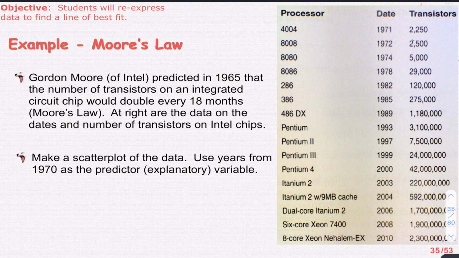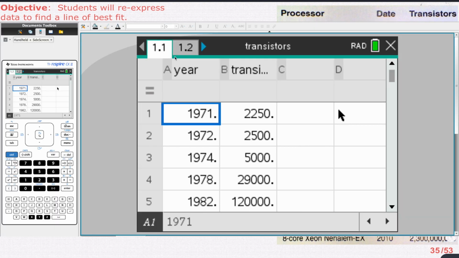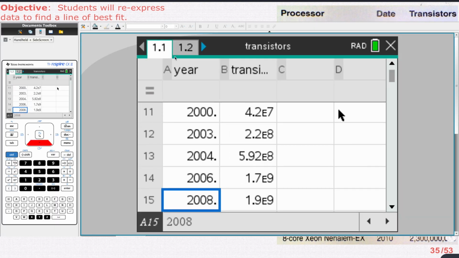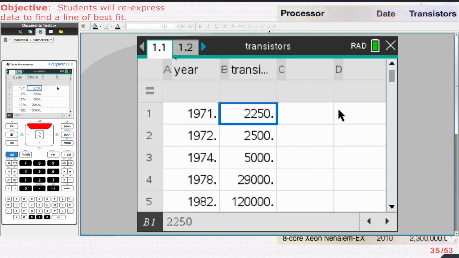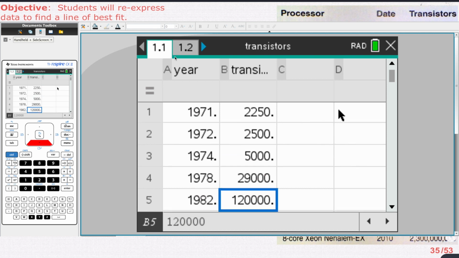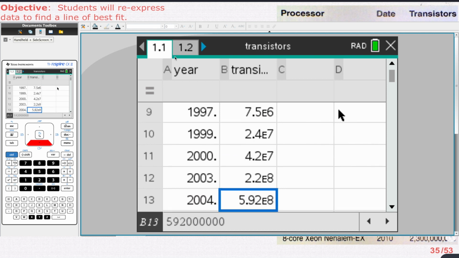Again, I went ahead and typed in this data. As you can see, we have our years from 1971 all the way up to 2010. And then the number of transistors, as we type those in, increases at what appears to be an exponential rate.